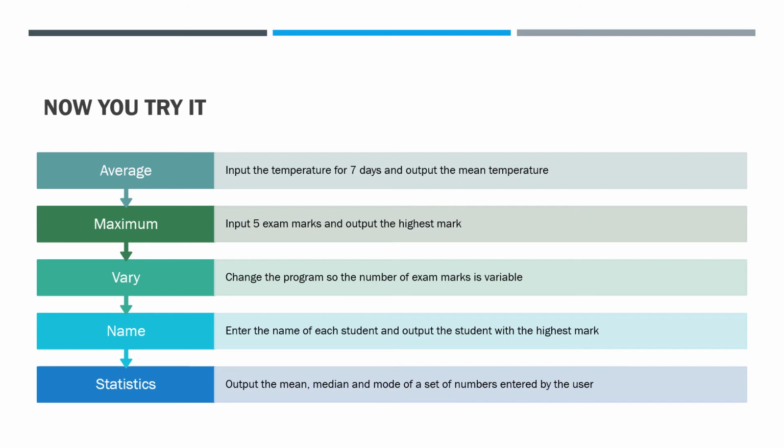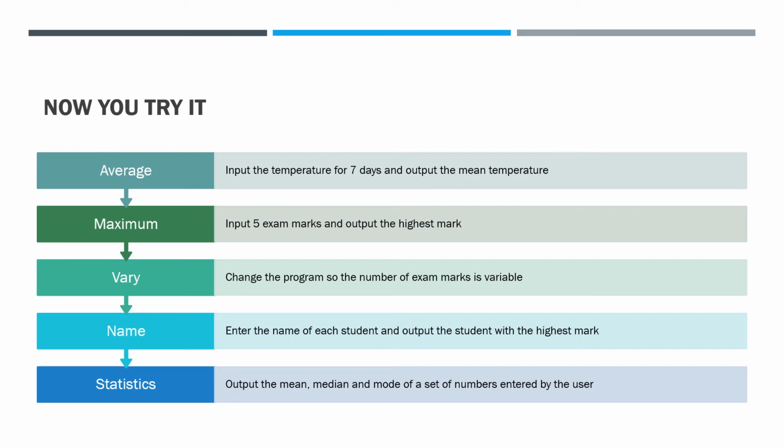Change that program using a number of different methods that we've learned so that the teacher can decide how many exam marks she wants to enter. Expand that program so that every time round the loop the teacher enters the name of the student as well as the mark, and it will record and output the name of the student who had the highest mark in the exam.